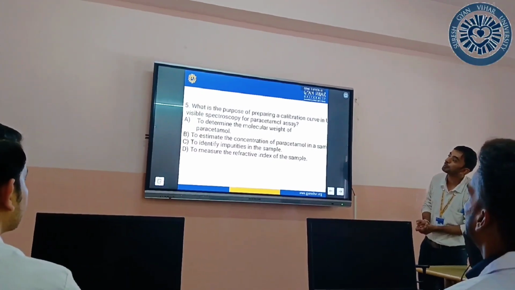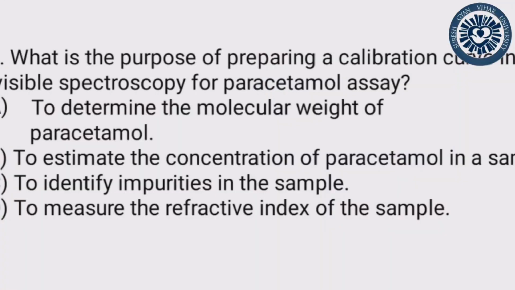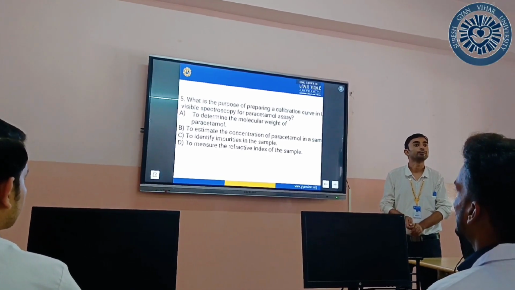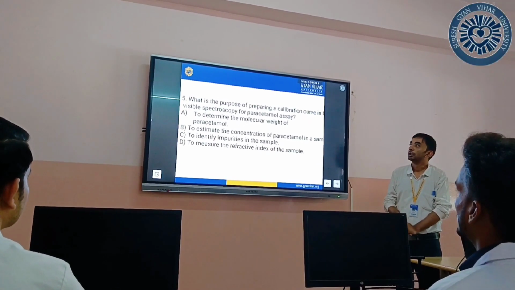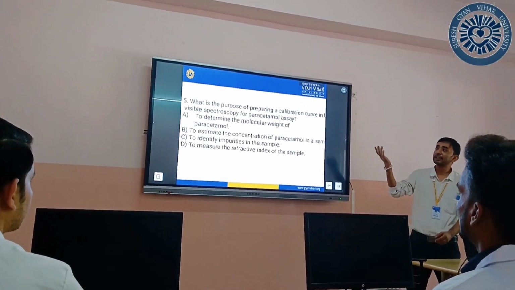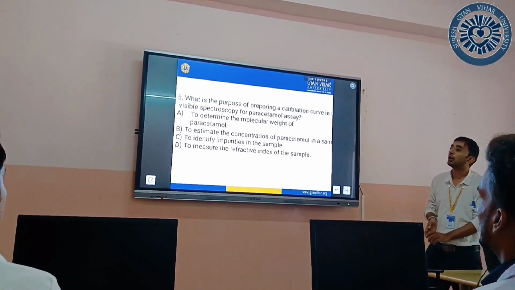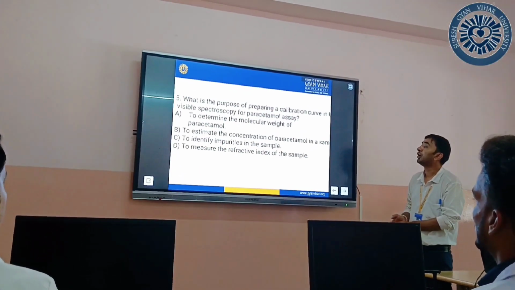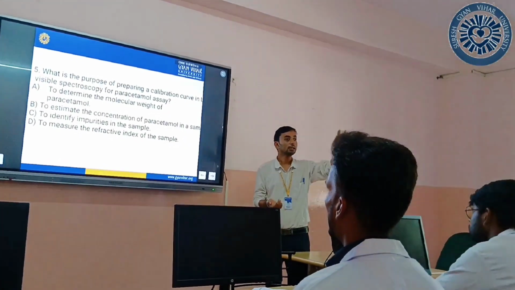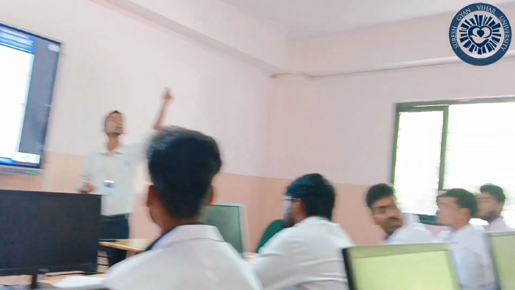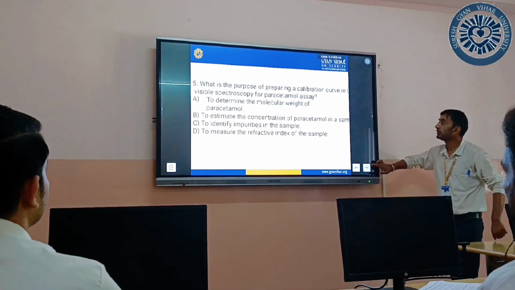So next question is, what is the purpose of preparing a calibration curve in UV visible spectroscopy for paracetamol assay? Why do we prepare a calibration curve? Answer after reading the options. Does it determine the molecular weight of paracetamol, or concentration, or impurities, or the refractive index? To estimate the concentration of paracetamol in the sample. Yes, we estimate the concentration of paracetamol in the sample. Next question.